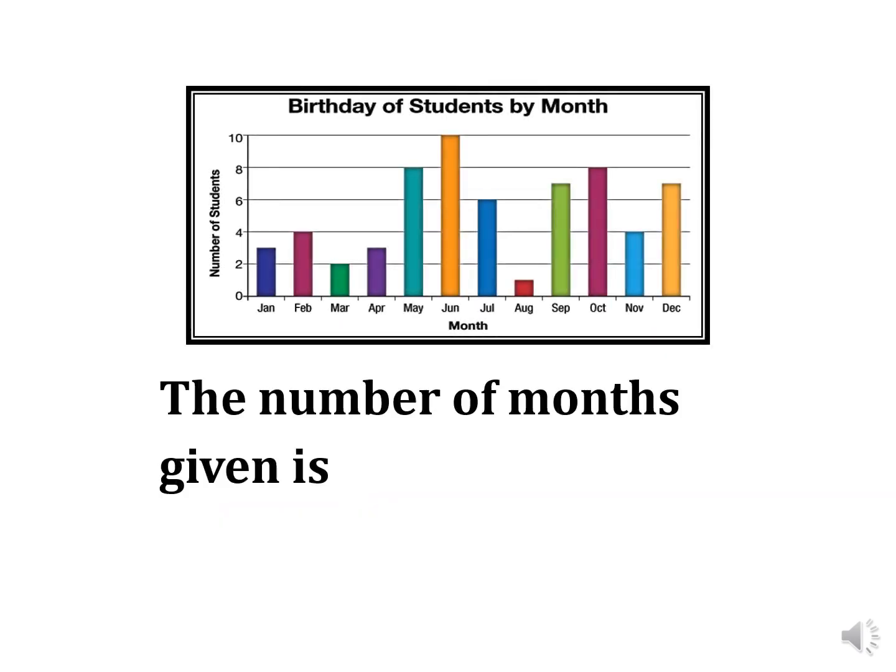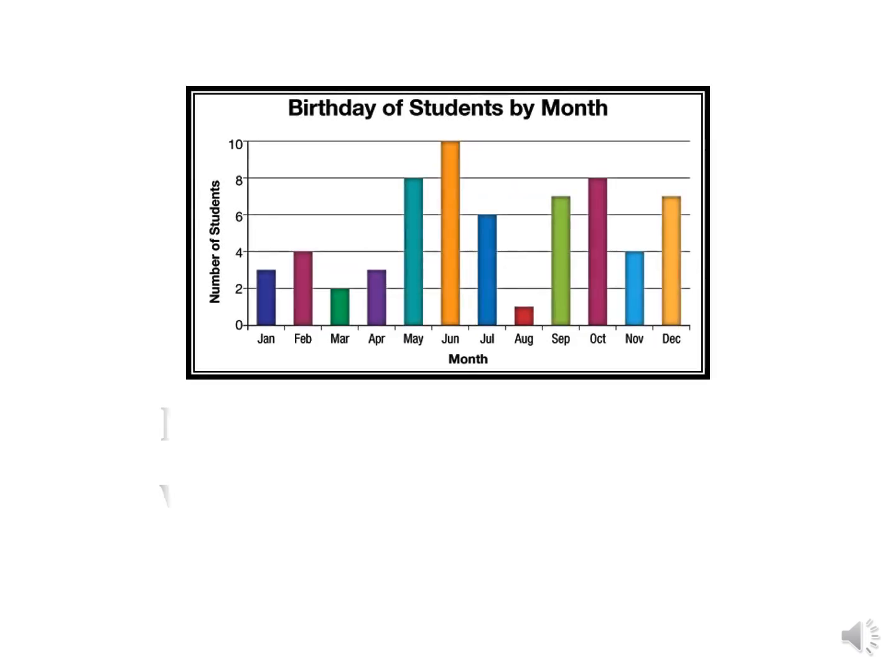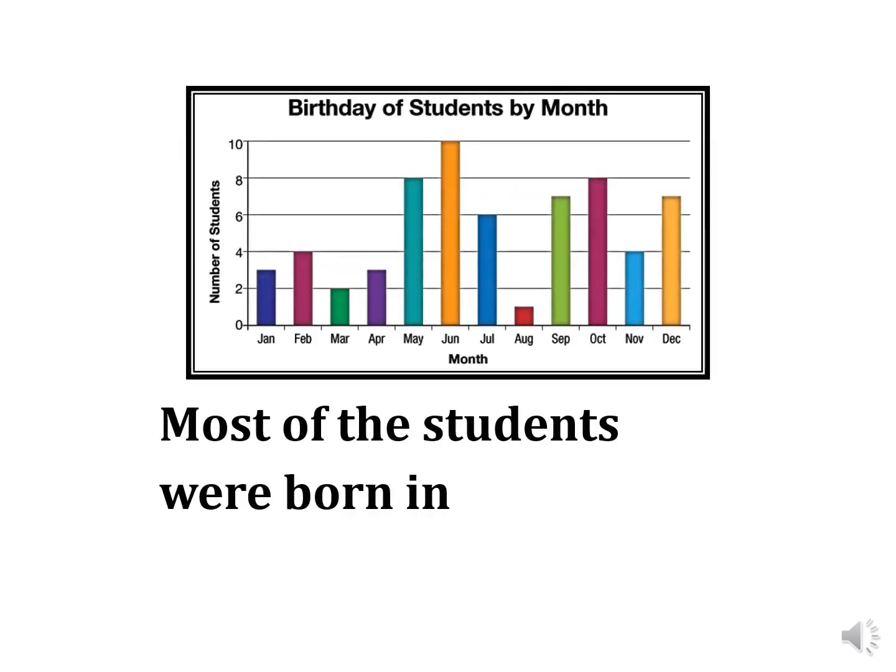Okay, now we are moving to the next one. The number of months given is... So we have to see the total number of months. You know that one. The answer is 12. And most of the students were born in... Most. In this graph, children, the most is in the month of June.